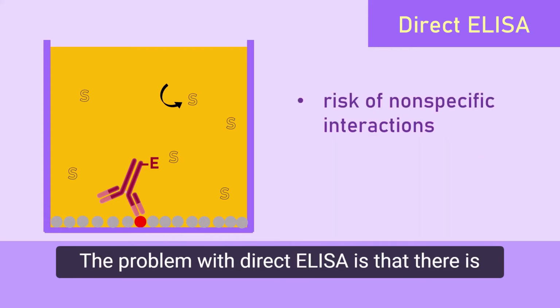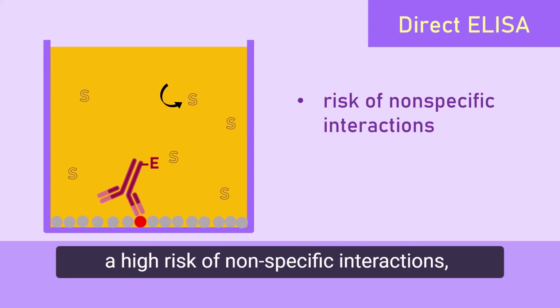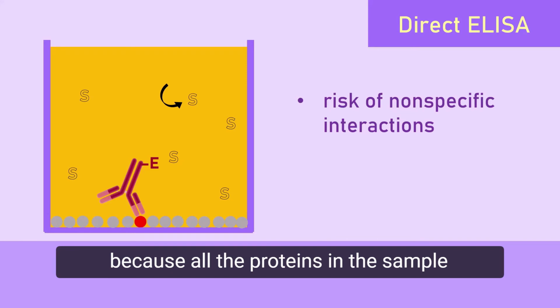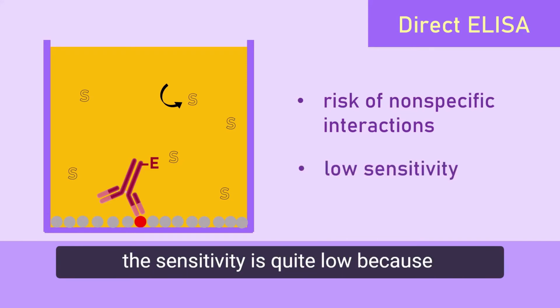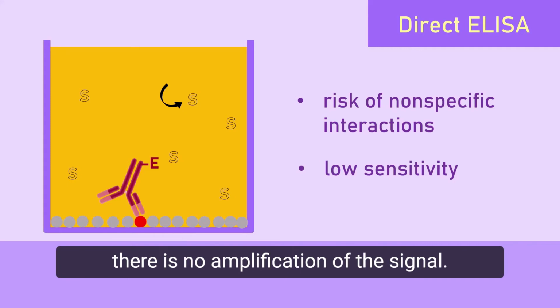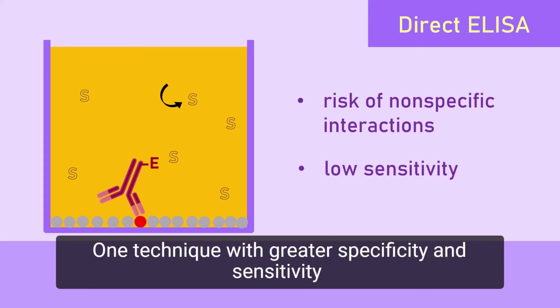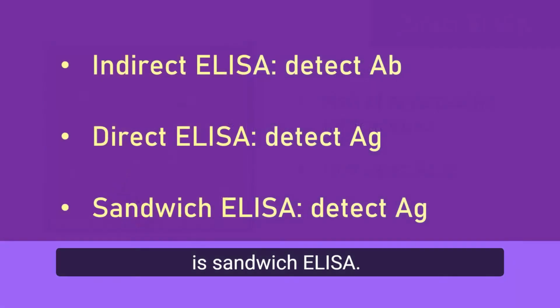The problem with direct ELISA is that there is a high risk of non-specific interactions because all the proteins in the sample remain in the well. And the sensitivity is quite low because there is no amplification of the signal. One technique with greater specificity and sensitivity is sandwich ELISA.